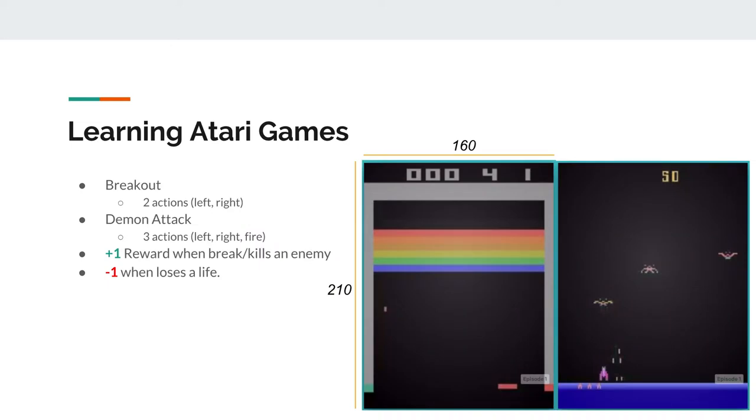And the reward function we developed is basically a plus one signal when the agent manages to score on the game. In Demon Attack, for example, it means killing one of these enemies. In Breakout, it means breaking one of those pieces here. And also, a minus one signal is assigned to the agent every time it loses a life on either game.